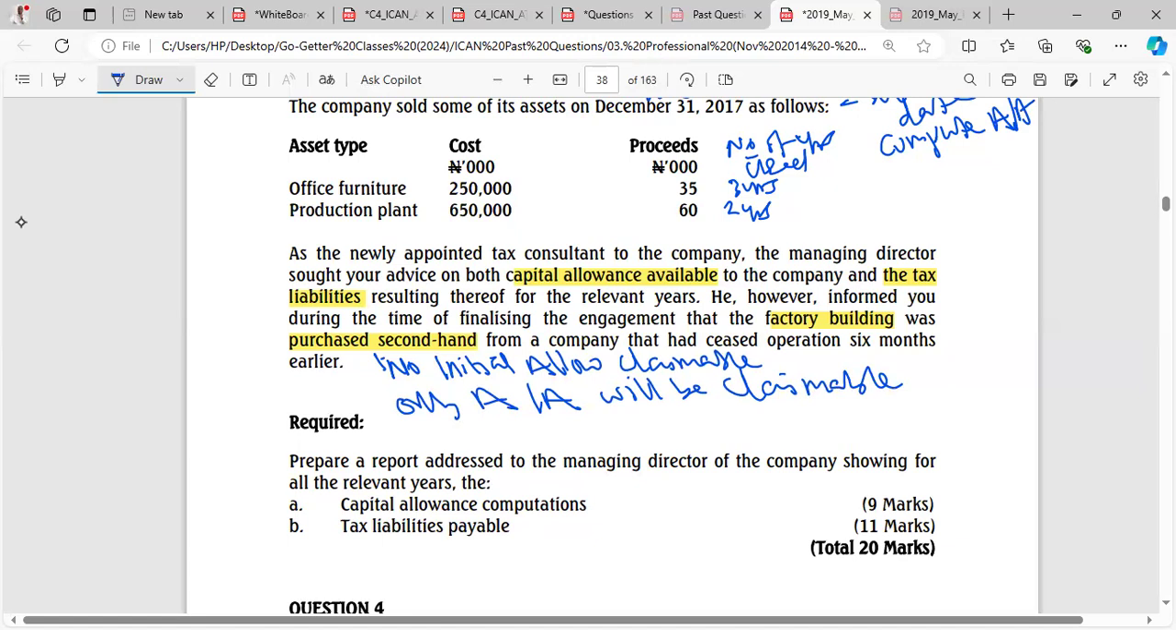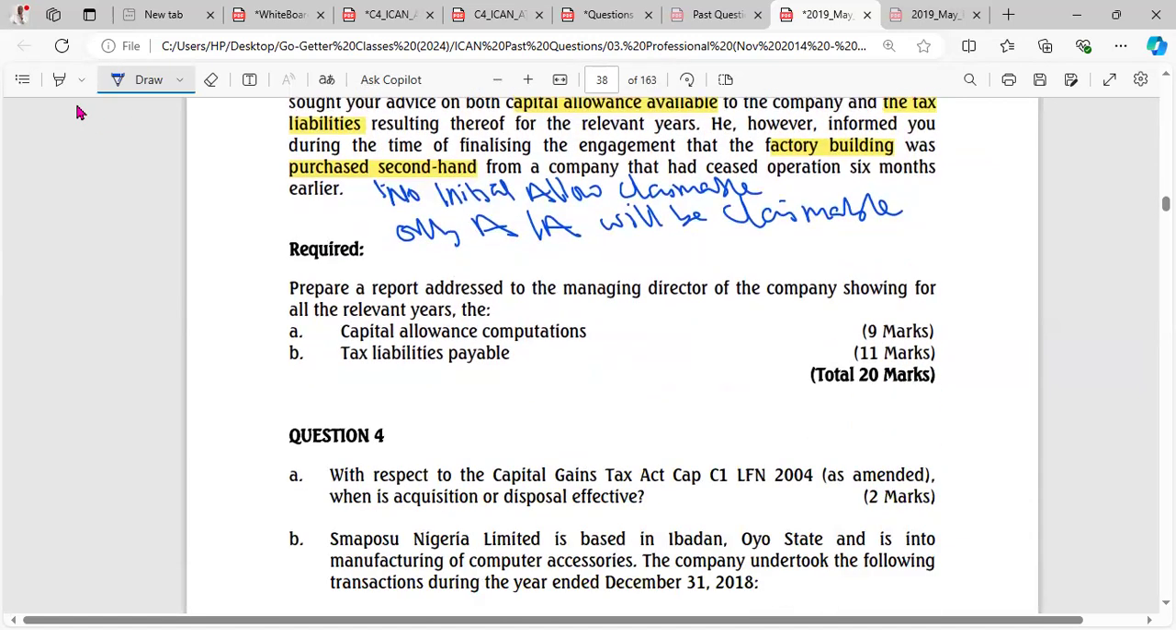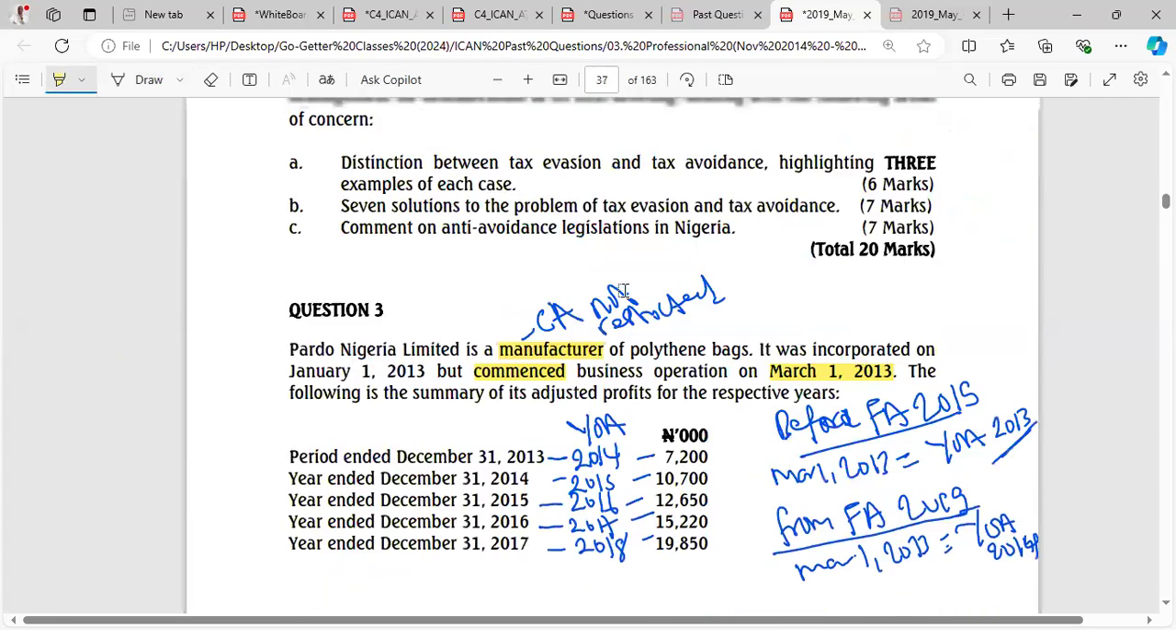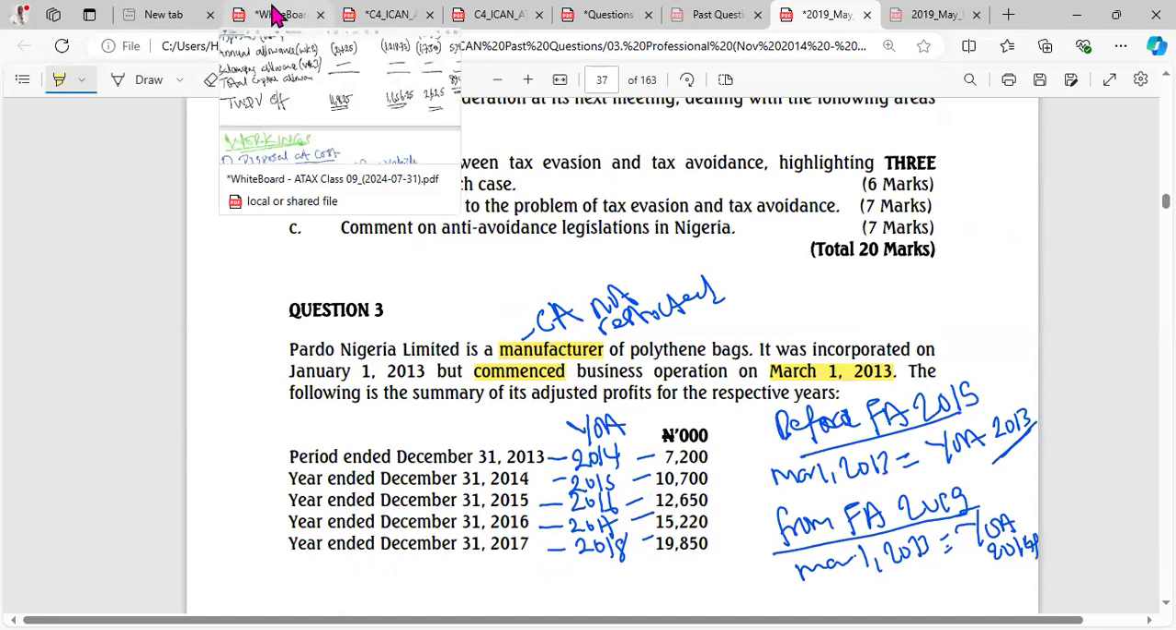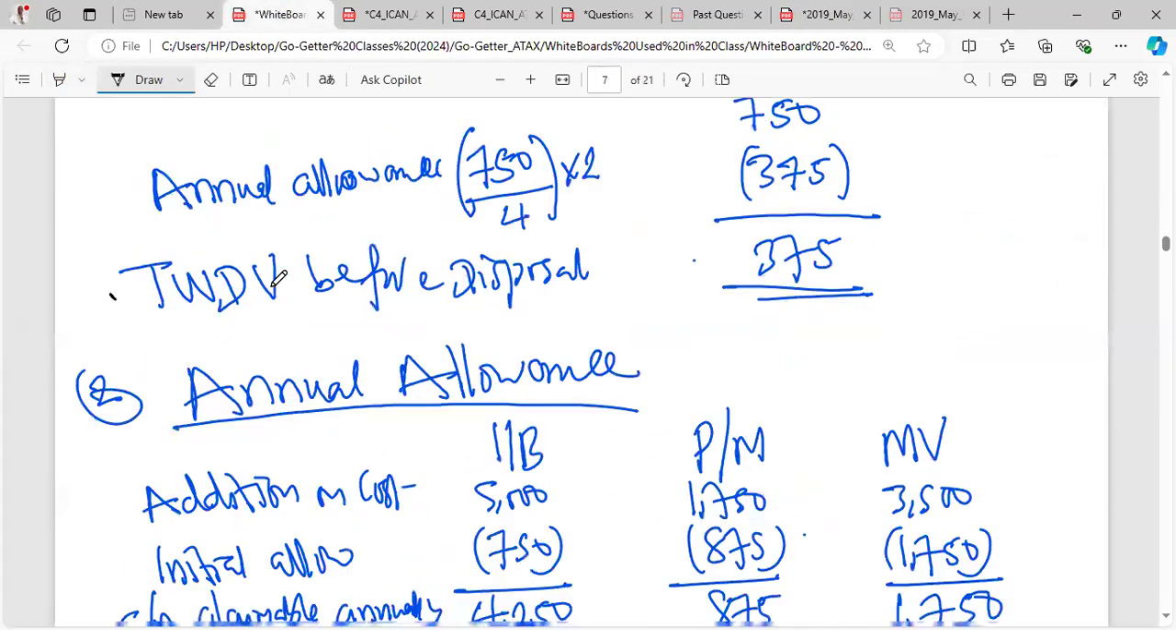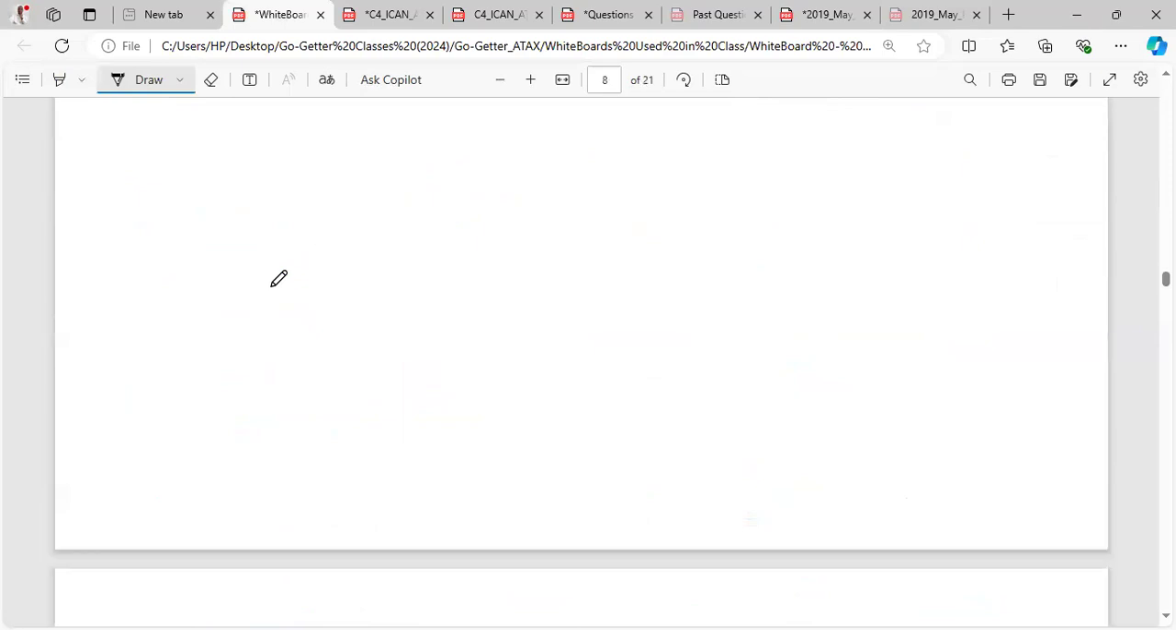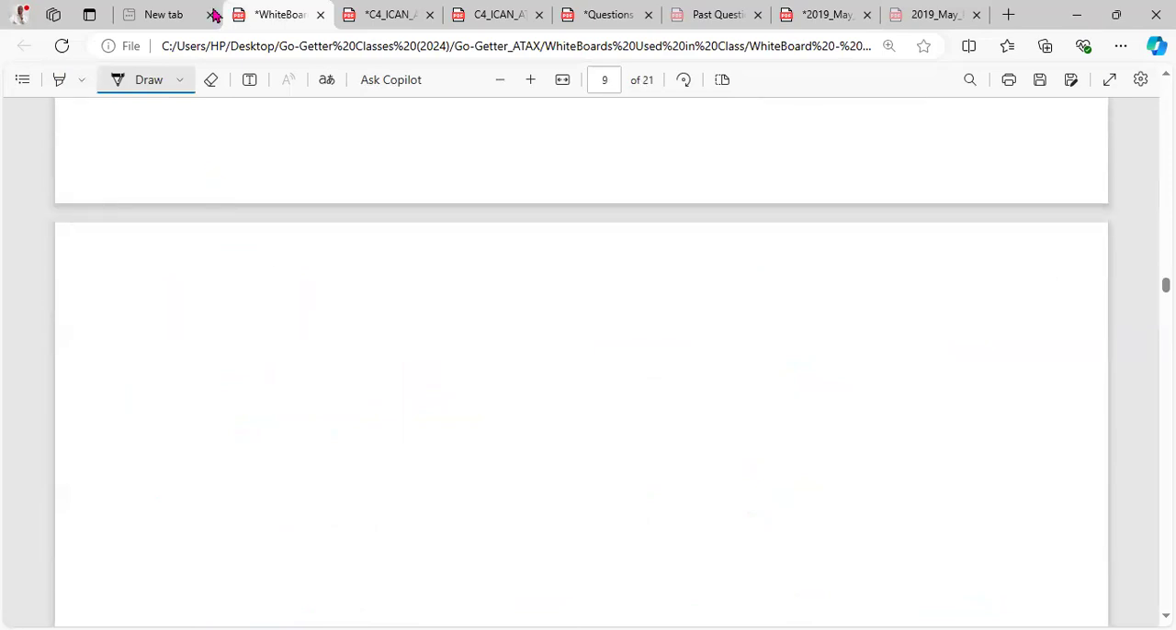Okay, so having done all this, prepare a report addressed to the managing director of the company showing for all the relevant years the capital allowance computations, the tax liabilities payable. So in your exam, you just leave one full page for your reports. Then the next page, use it for your workings. So I'll go to this page here and I will start with our workings.